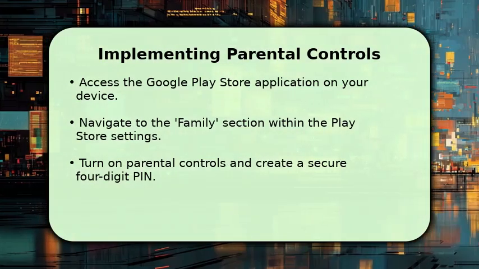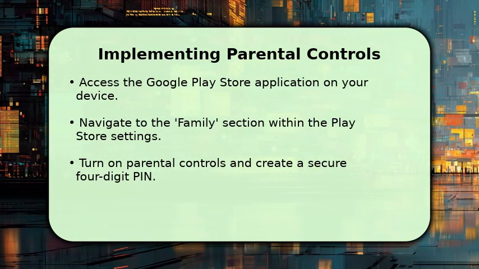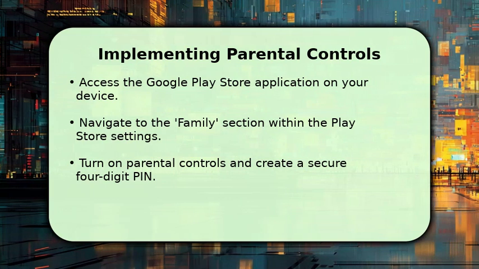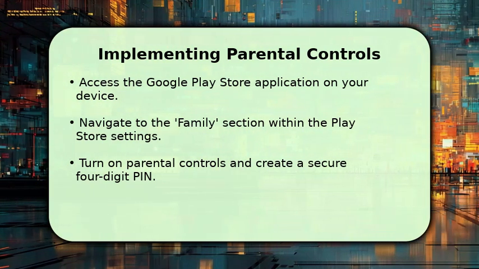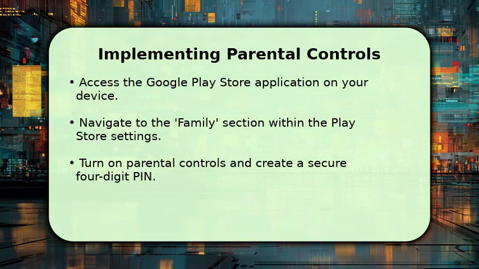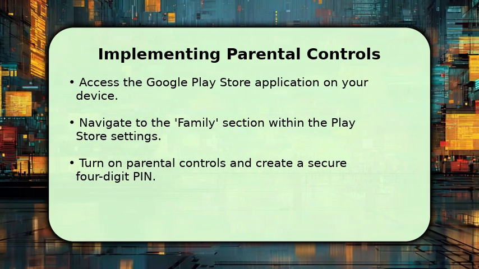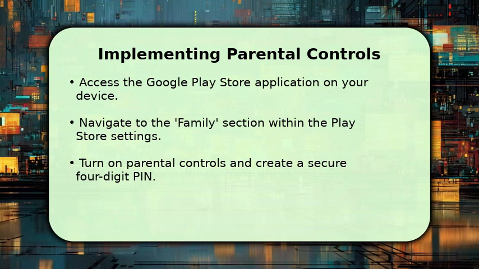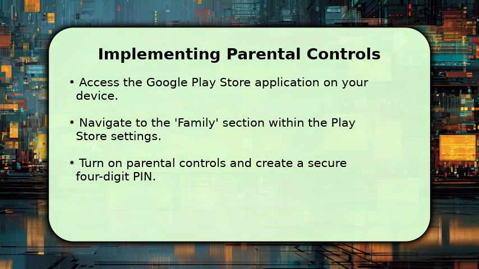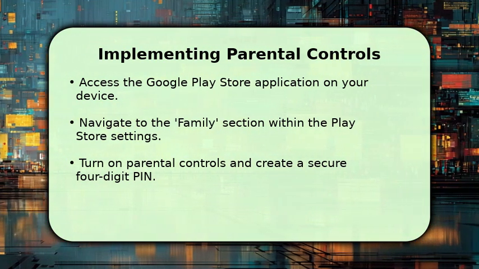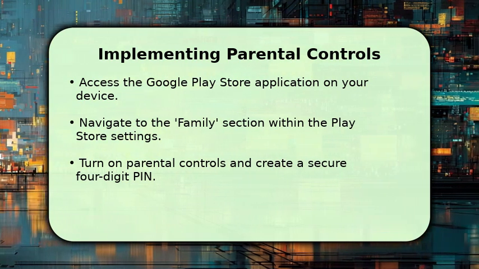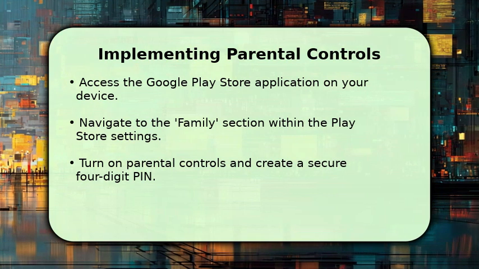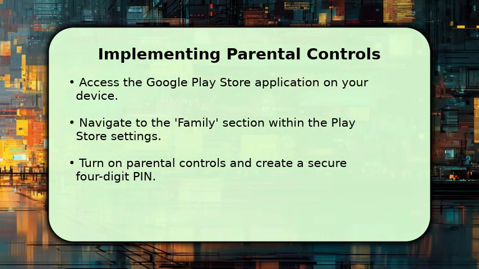The first crucial step involves activating the built-in parental controls within the Google Play Store. Open the Play Store app and tap on your profile icon, usually located in the top right corner. From there, select Settings, then look for the Family section. Within Family, you'll find Parental Controls. Tap on this option and toggle it to On. You'll then be prompted to create a unique 4-digit PIN. Remember this PIN, as it will be essential for making any future changes to these settings.